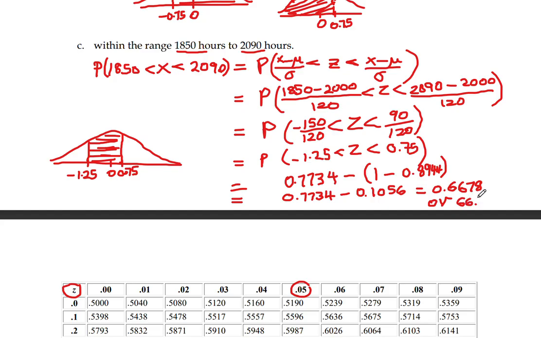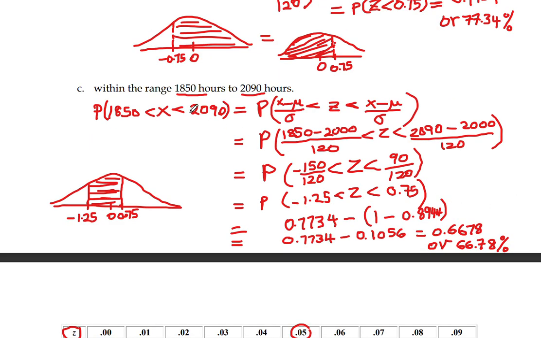which, if we convert this to a percentage, would be 66.78%. And this means now that there's a 66.78% chance that the life of a light bulb in this particular population in the problem that we are faced with will fall somewhere in the range of 1850 hours and 2090 hours. There's a 66.78% chance.